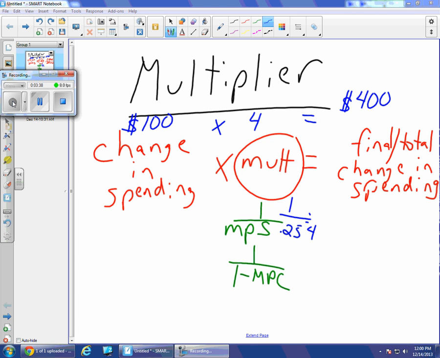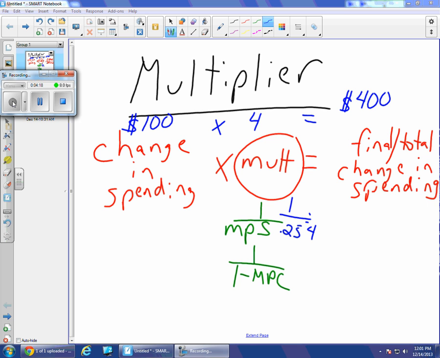A couple of important things to note about the multiplier. First of all, the larger the marginal propensity to consume, the larger the multiplier. So if everyone in that sequence of purchasing spent more and saved less, the final or total would be larger. Conversely, if the marginal propensity to save is larger, the multiplier is smaller. So the multiplier is directly related to the marginal propensity to consume and indirectly related to the marginal propensity to save. The multiplier can work in either direction.